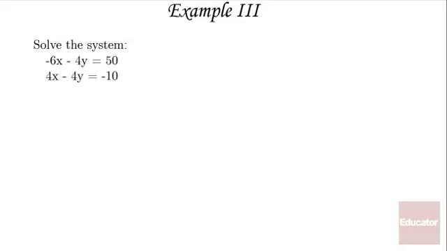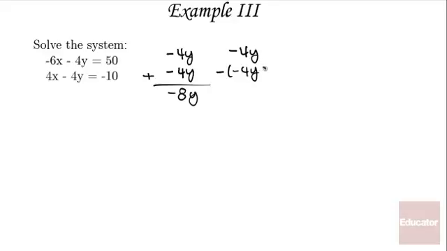Okay, solve the system. Minus 6x minus 4y equals 50. 4x minus 4y equals negative 10. What I have here is negative 4y and a negative 4y. Now, if I just add those, I'm going to get negative 8y. That does not help me. What I need to do is subtract them. Because when I subtract them, this sign will reverse. I'll get negative 4y plus 4y, which will be 0. So when I have the same coefficient like this, I need to subtract. So I'm going to solve this system of equations by using subtraction.